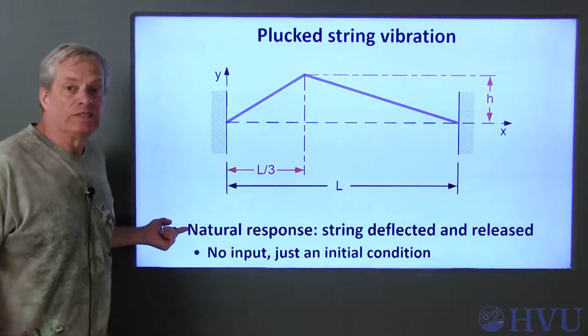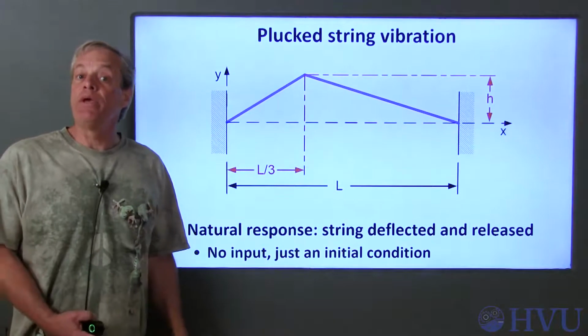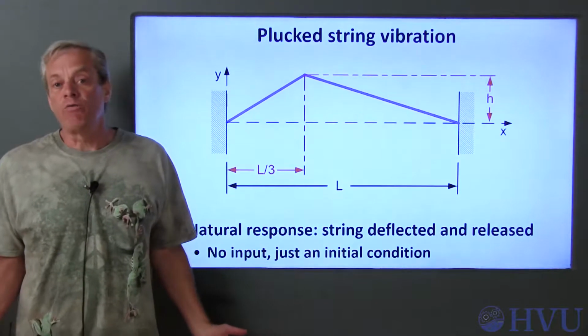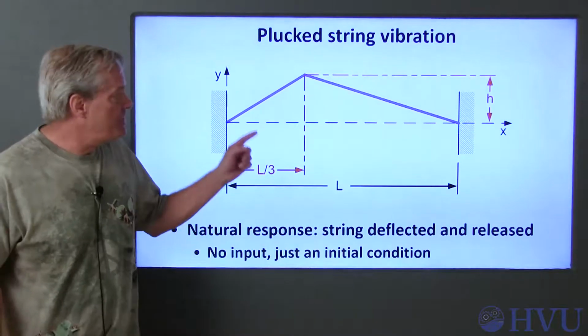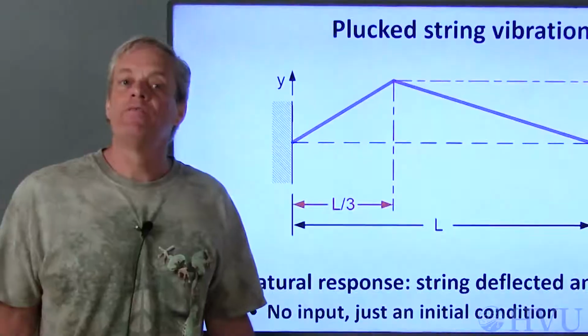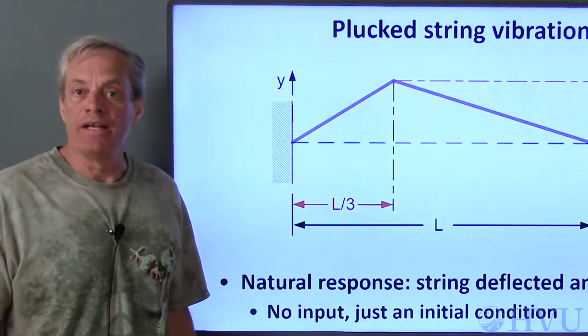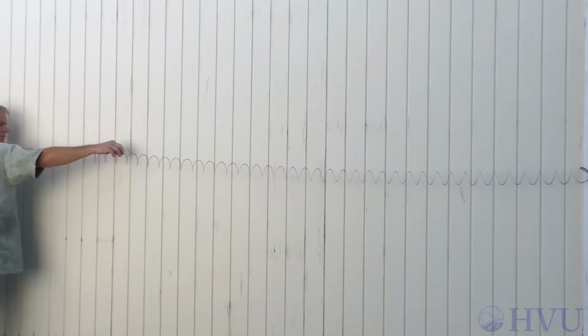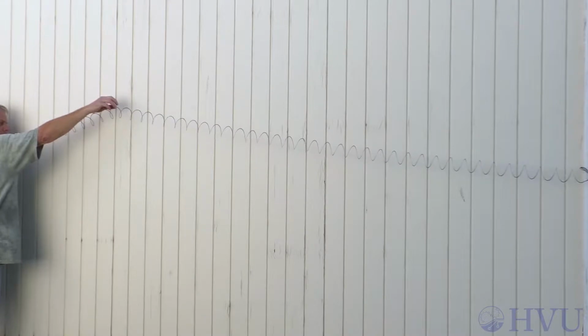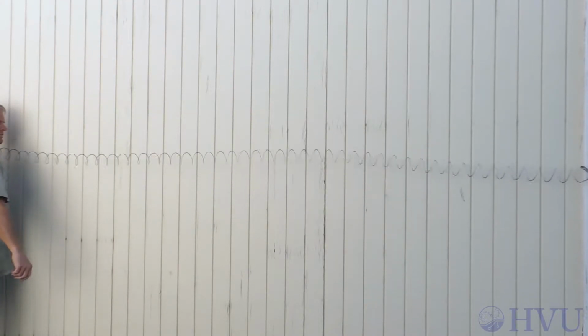This response is called a natural response, in which there's no input to the system. I'm applying what is called an initial condition by stretching it into this shape. Then I release the string and let it respond naturally. For example, if I pluck one side of this slinky, I get a vibration response that looks like this. This response consists of contributions from all of the vibrational modes of the slinky.